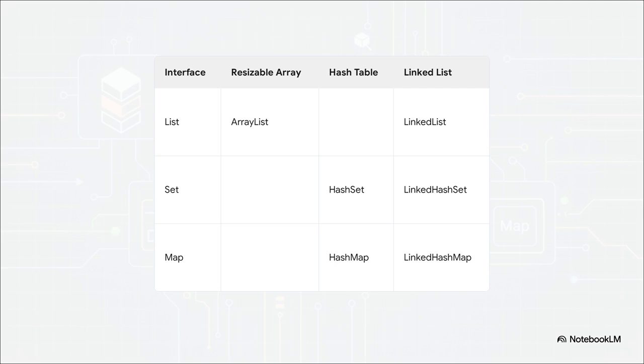Let's take an example. You need a list. Okay. Do you pick array list? It's basically a flexible array, which means grabbing an item by its position is lightning fast. But try to add or remove something from the middle, and everything has to shift around, which is slow.